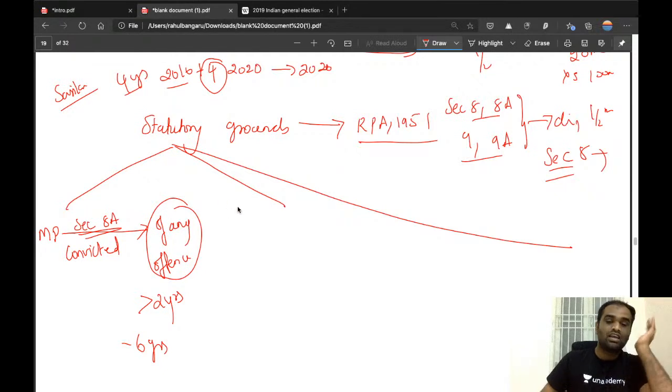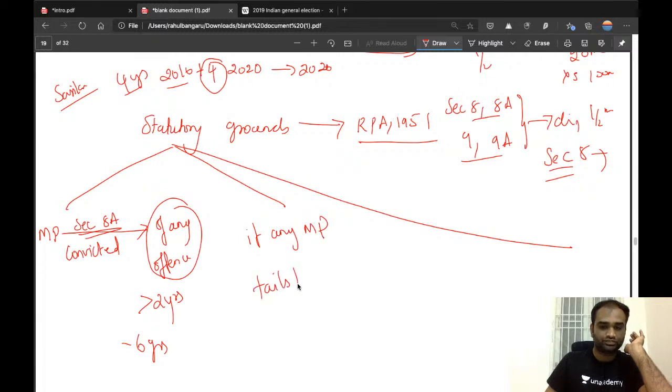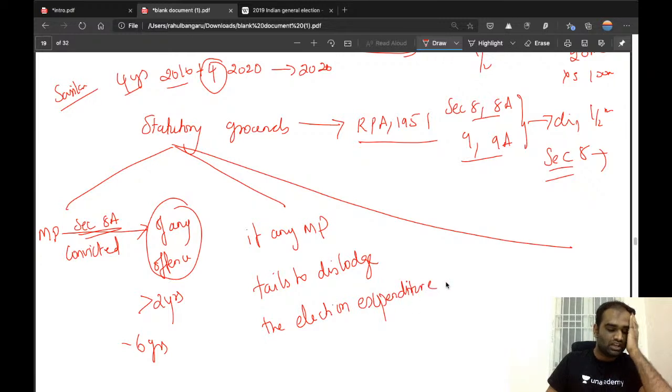And another statutory ground is that if any MP fails to lodge the election expenditure, that will be a ground for disqualification.